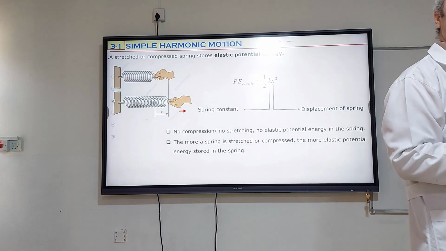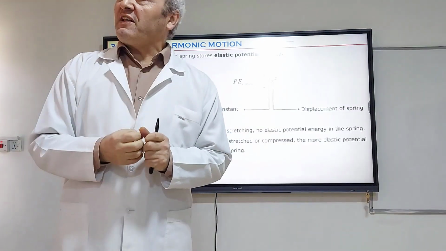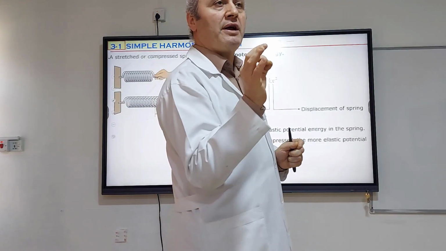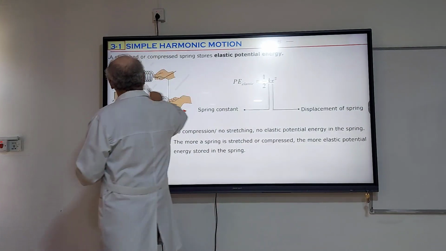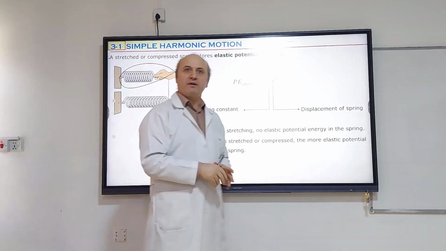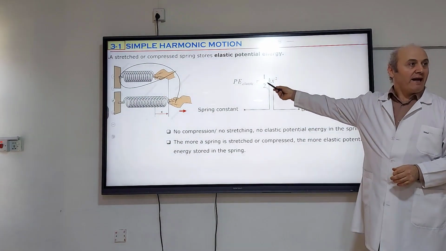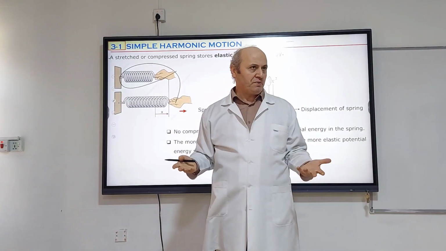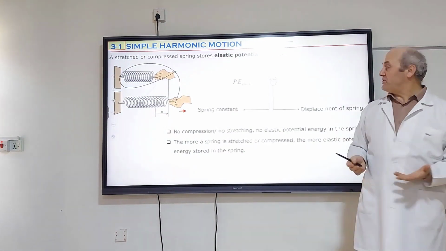What is elastic potential energy? If a spring or elastic object, not only a spring, it can be a rubber too, is stretched or compressed, this object will store energy called elastic potential energy. The best example is a spring. If the spring is stretched, we can calculate, as you did in the 11th grade, elastic potential energy by the equation 1/2 kx squared. k is the spring constant, how tough the spring is. x is how much you stretch or compress the spring.